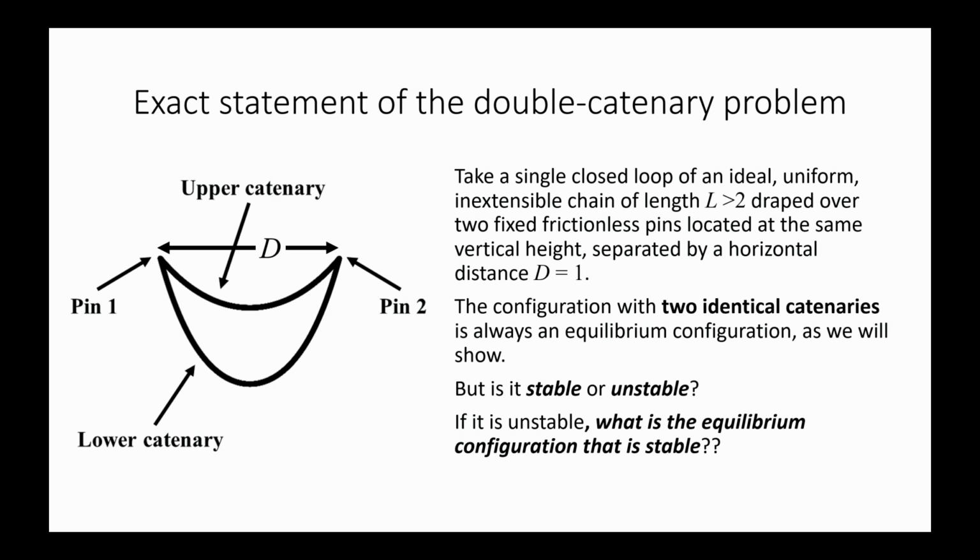And it's not too hard to prove that the configuration of these two segments being identical is actually an equilibrium configuration. The question that's more subtle is whether that equilibrium will be stable or unstable.